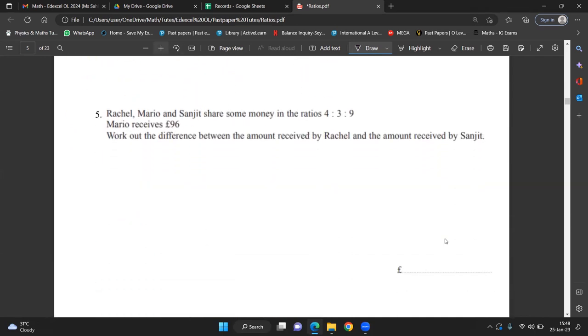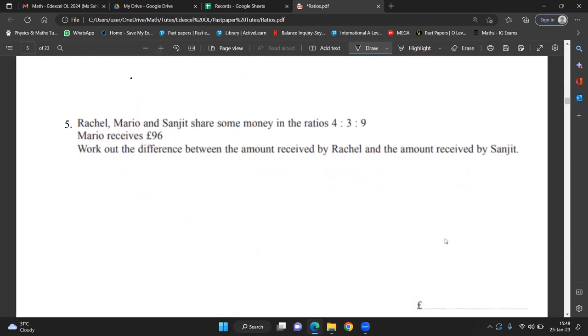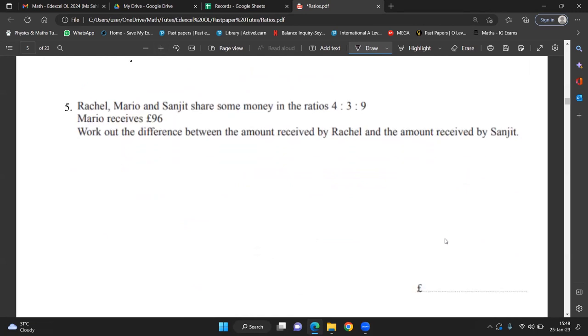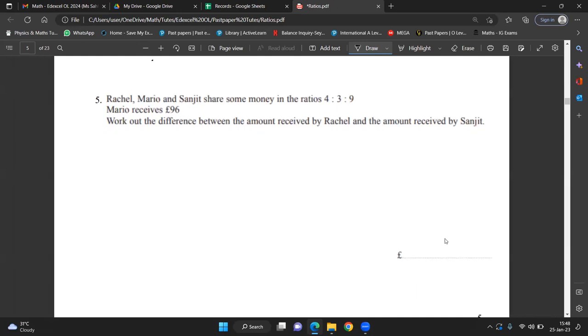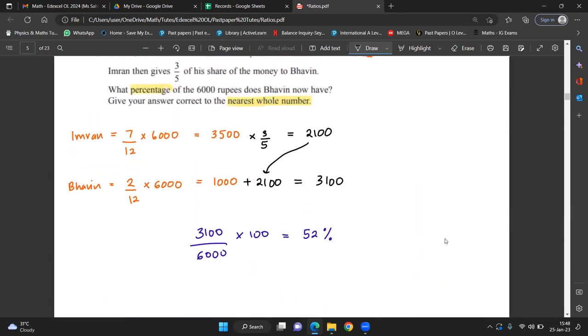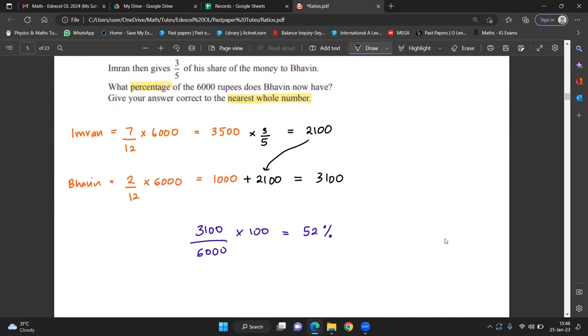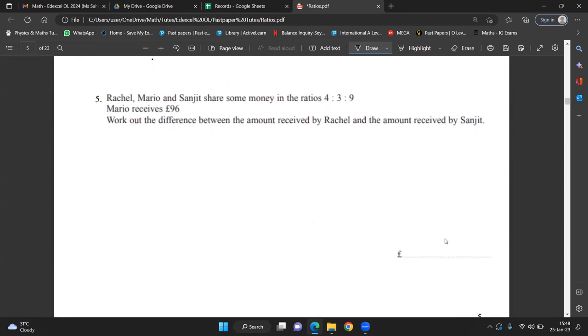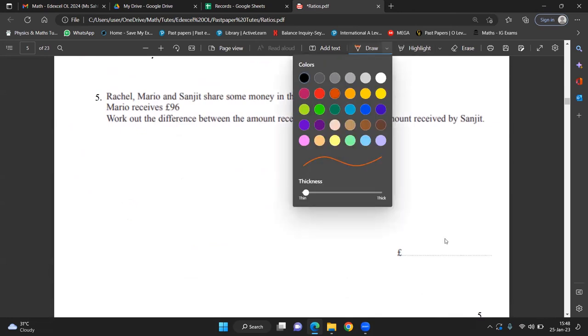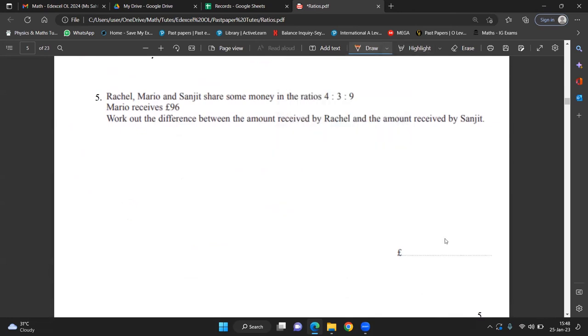Rachel, Mario, and Sanjit share some money in the ratios 4:3:9. They didn't ask Max. They only spoke about Barrett. You don't have to do it. Okay, so we know, Akhil, tell me, what is the ratio that belongs to Rachel? What's the ratio that belongs to Rachel?